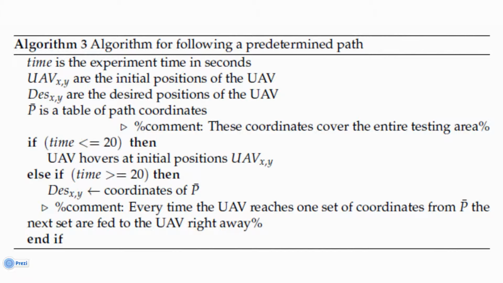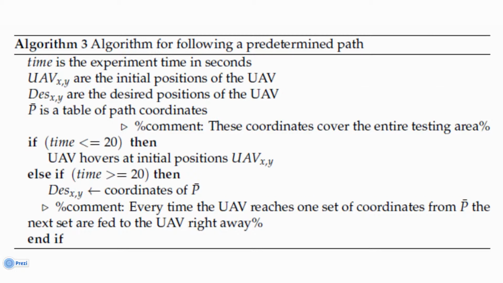For the algorithm for following a predetermined path, we have a set of coordinates in P bar, and we feed those to the vehicle every 20 seconds. Again, we do have the stabilization time, and then we feed each one. Every time the UAV gets to its new position, it will carry on to the next set of coordinates.